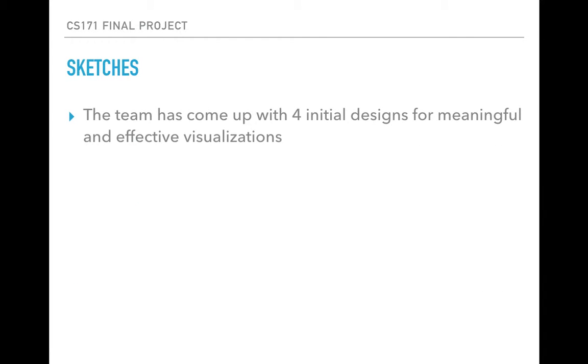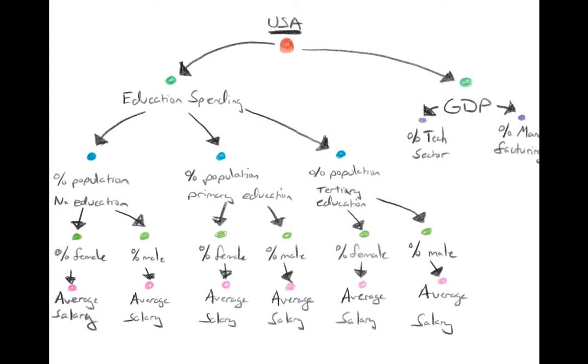This team has come up with 4 initial designs for meaningful and effective visualizations. The first sketch of a tree diagram examines average salary in the U.S. based on gender and amount of education. It also looks at how much of the U.S. GDP is comprised from the technology sector versus manufacturing.